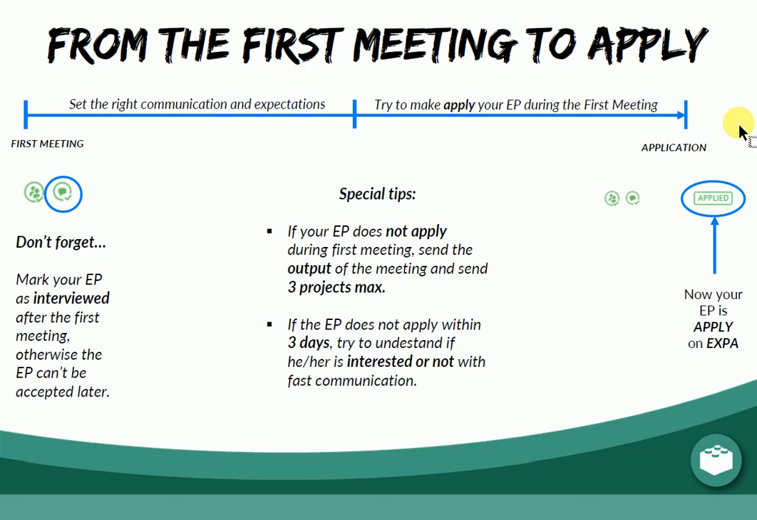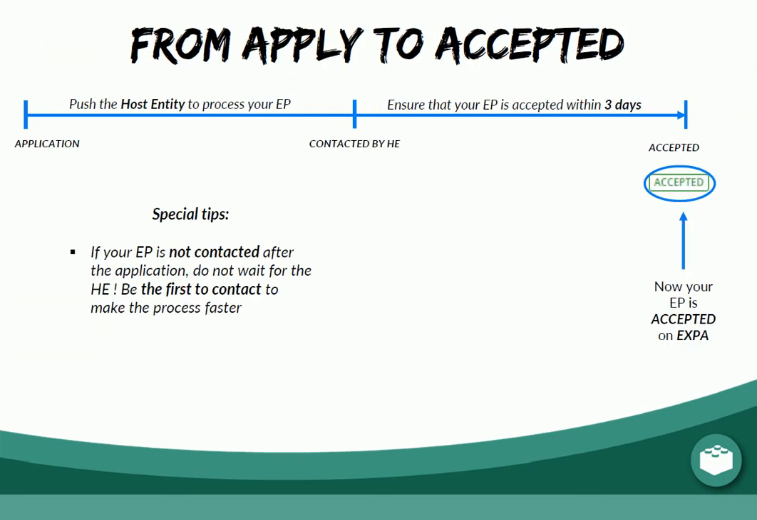So, after the people apply, it's going to appear as apply in the platform. That means that he's already selected a project, he's applying to the project, and when he applied to the project, the other entity needs to contact that person. So we need to ensure that the person is contacted by the host entity, that is ISEC in Brazil, ISEC in Turkey, ISEC in Romania, and that contact happens in less than 3 days.